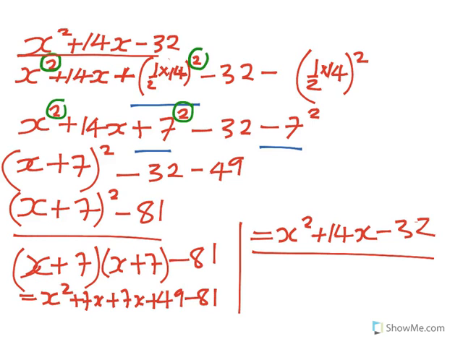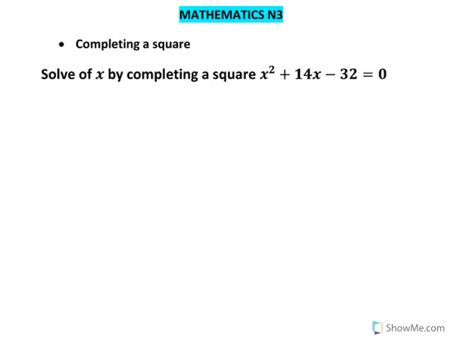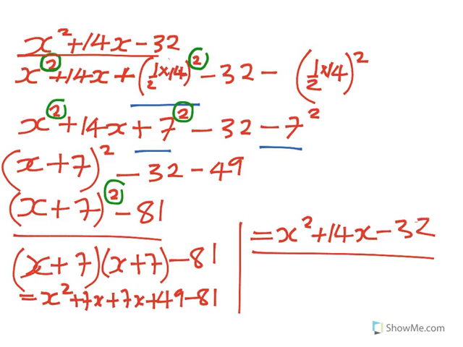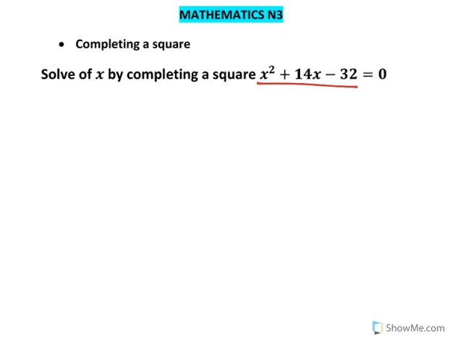What do you mean by completing the square? You now have x plus 7 squared minus 81. Now, this version says solve for x by completing a square in x squared plus 14x minus 32. Remember, we did have it. It's the previous example that we did. It was x squared plus 14x minus 32.